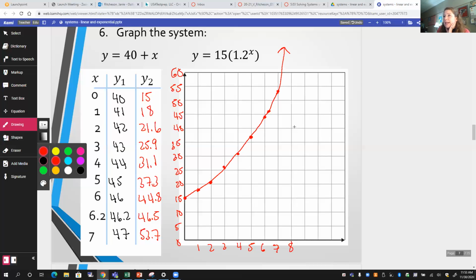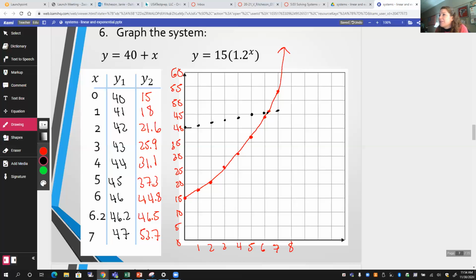And then let's do the black one. So we have 0, 40, 1, 41, 2, 42, 3, 43, 4, 44, 5, 45, 6, 46, 6.2 is 46.2, and then we have 47.